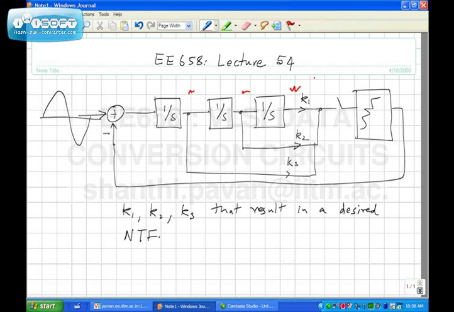All right. Now, what can you say about the signal here? If this has an amplitude A, what can you say about the signal at this point, that is Y?